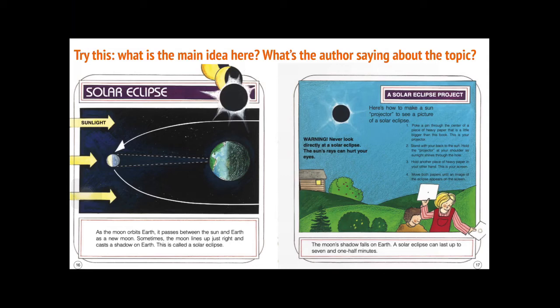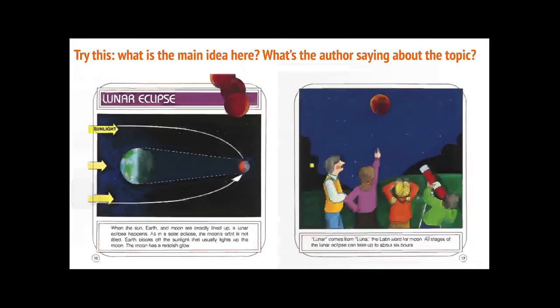There's going to be two pictures of pages here. Listen as I read. As the moon orbits the Earth, it passes between the sun and Earth as a new moon. Sometimes the moon lines up just right and casts a shadow on Earth. This is called a solar eclipse. The moon's shadow falls on Earth. A solar eclipse can last up to 7½ minutes.